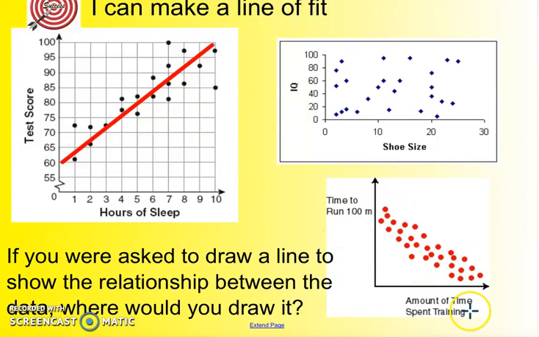Down here, amount of time spent training and your time running a 100-meter run. Well, I would put the line about right there. And again, it doesn't have to be perfect where it goes, but about there. It looks like a negative correlation. As the amount of training increases, the time that you spend running a 100-meter decreases. There is a strong correlation on this one. It is definitely a strong negative correlation.